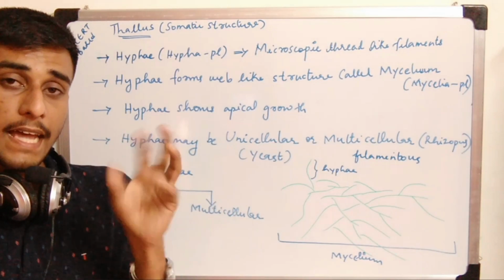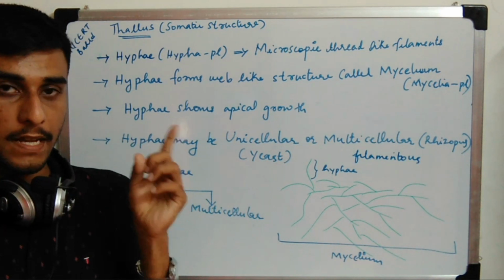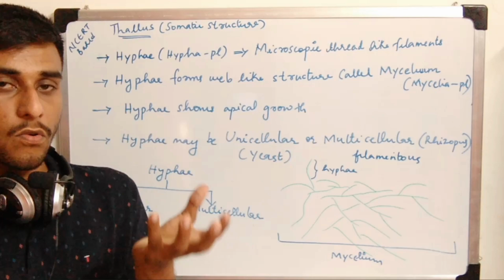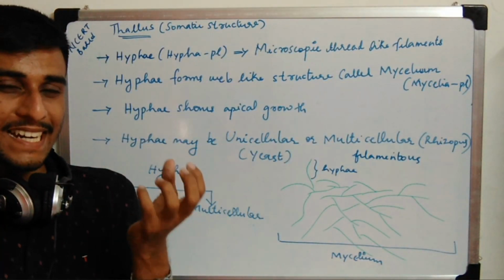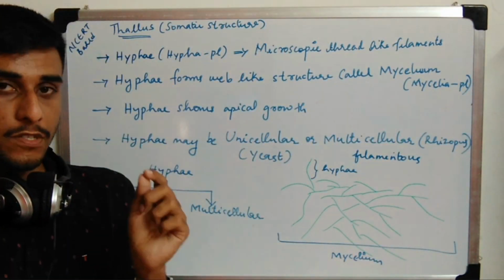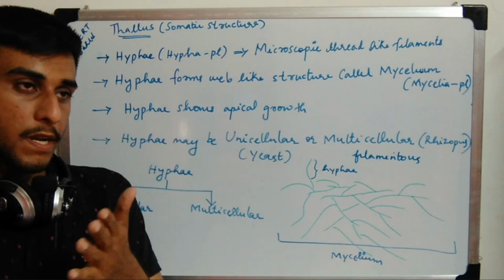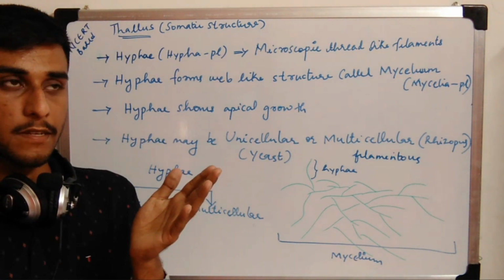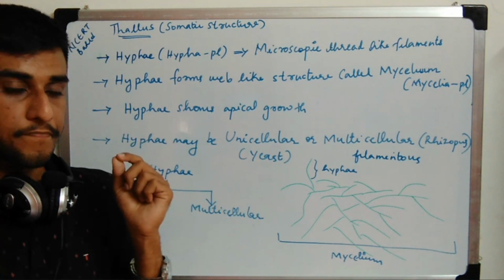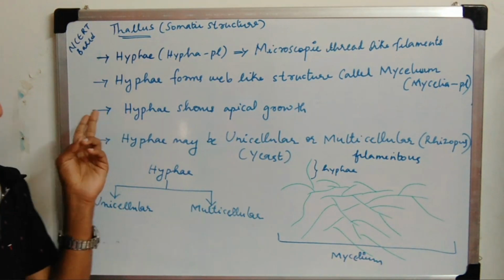The fungi's thallus is made of hyphae. In the first part of the lecture, I told you what hyphae are. Hyphae are the unit structures, microscopic thread-like filaments which can't be seen by our naked eyes. When a group of hyphae are formed, they are known as mycelium, or in plural, mycelia. Okay, so the first two points are written on the board.